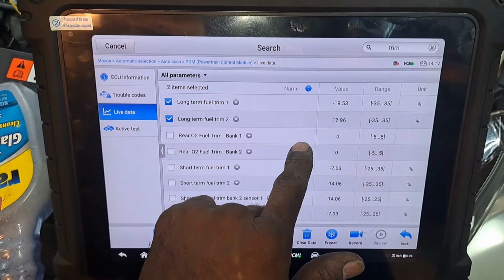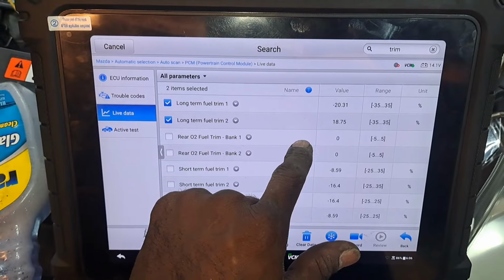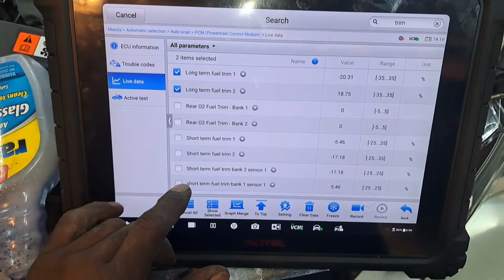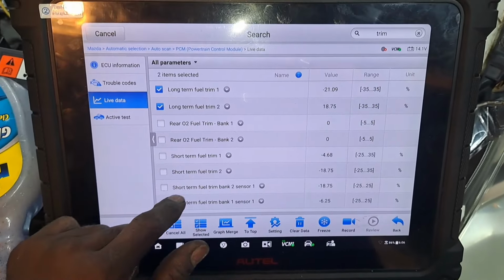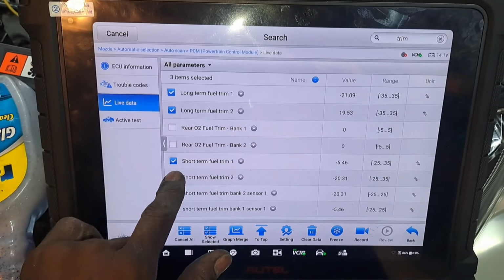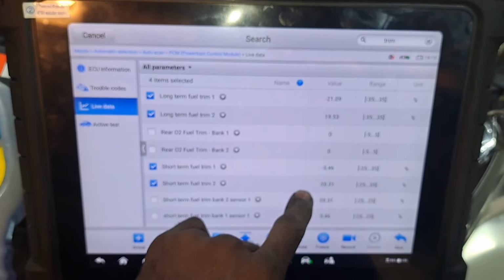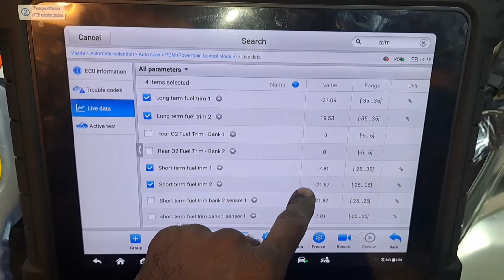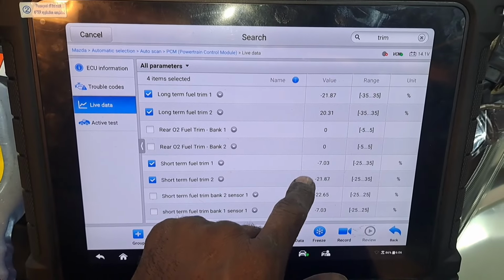All right, we're going to let that do its thing on bank 2. As a matter of fact, let's look at the short term, bank 1, bank 2. So that's still taking away 21%. Going to let that level out.